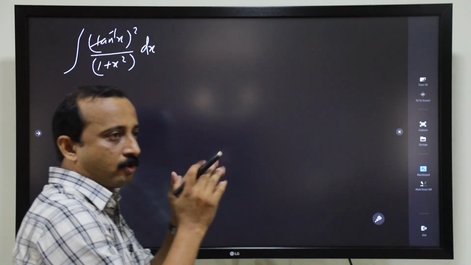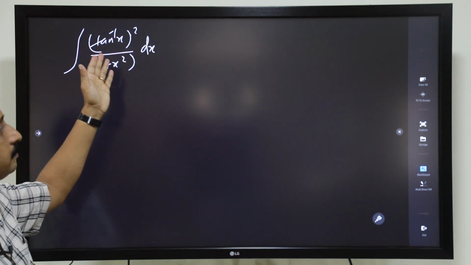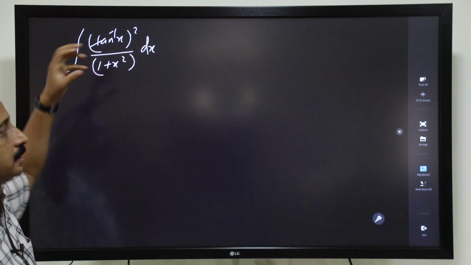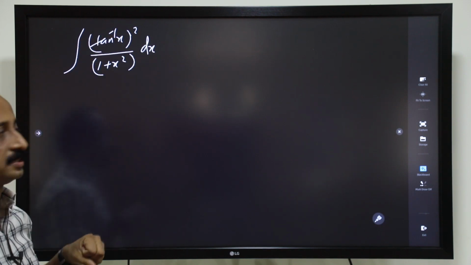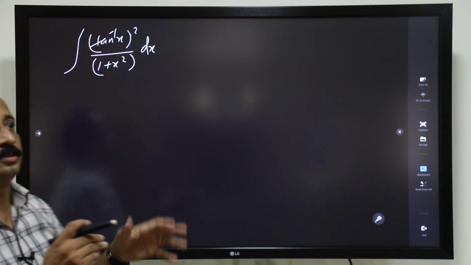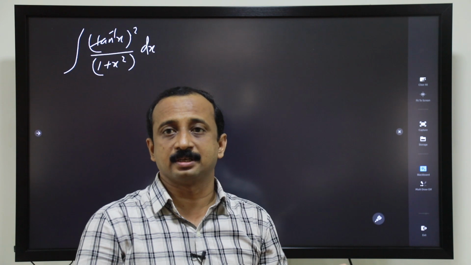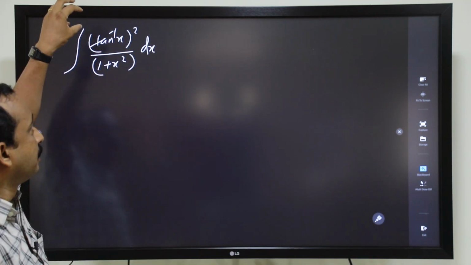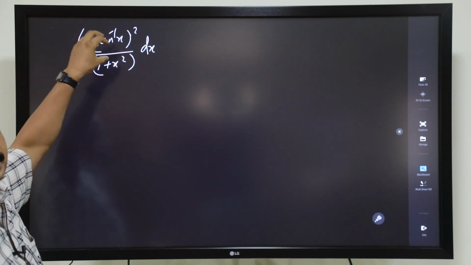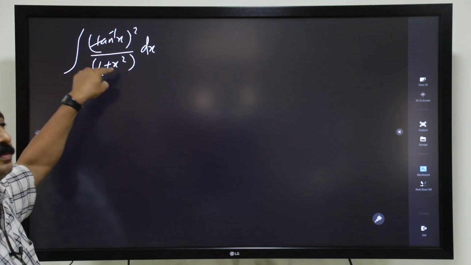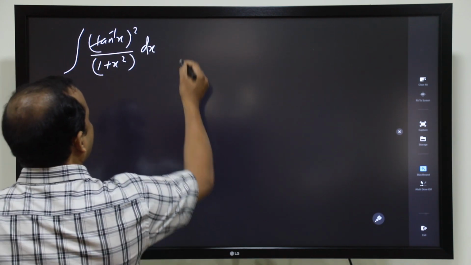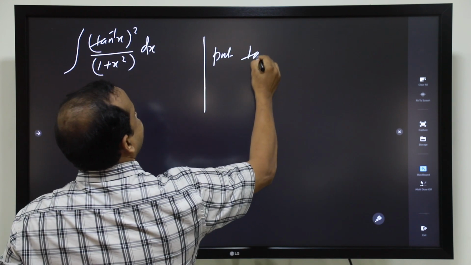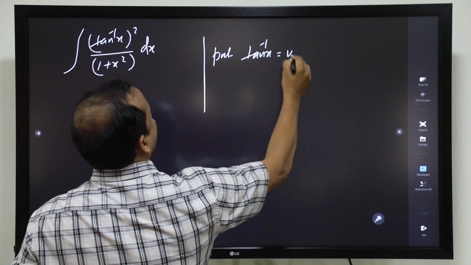Actually, this is of the form f of x raised to n into f dash x. Here f of x corresponds to tan inverse x. The derivative of 1 by 1 plus x square is actually minus 2x by 1 plus x square the whole square. This is not there. So we take tan inverse x as u because the derivative 1 by 1 plus x square is in this function. Okay, so here first you put tan inverse x is equal to u.